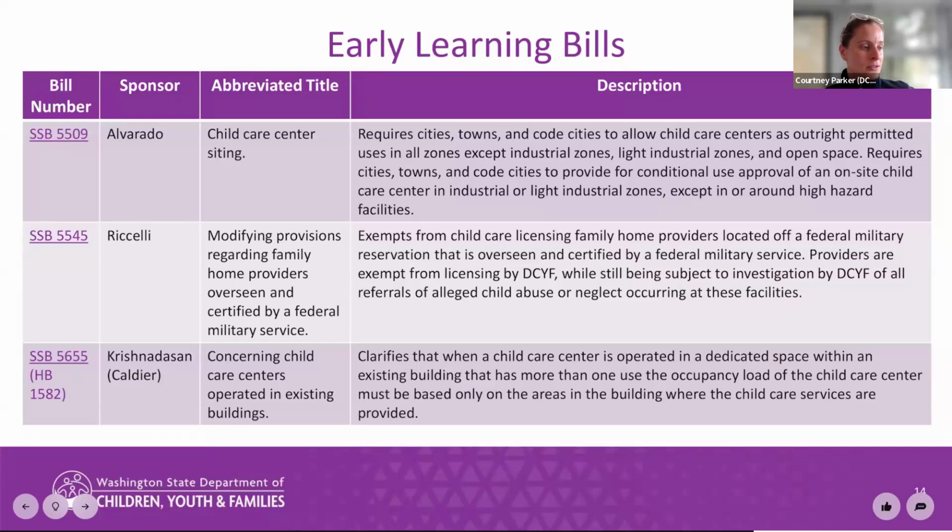These next bills are also on that same theme of removing barriers to operation, but in a different way. These are really those structural barriers. And we see 3 bills that are moving. The first one being Substitute Senate Bill 5509, which changes permitting allowances to reduce some of those hurdles for sites coming online in certain areas.